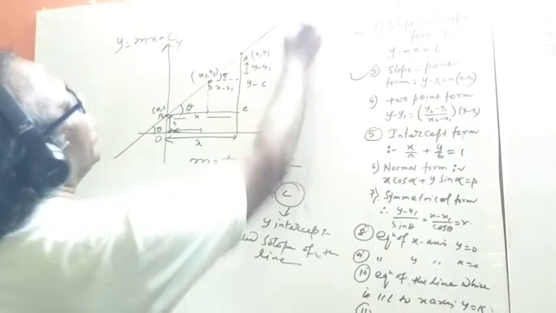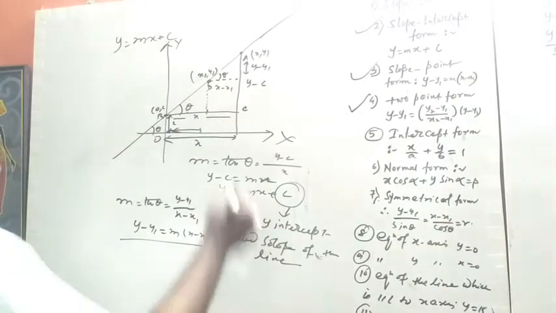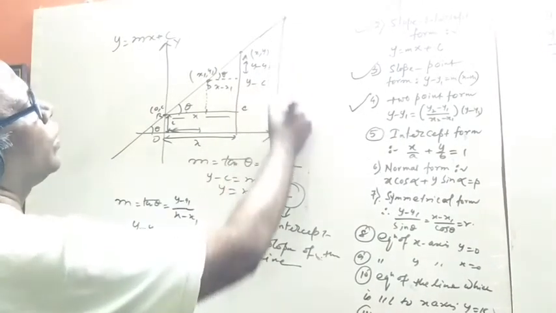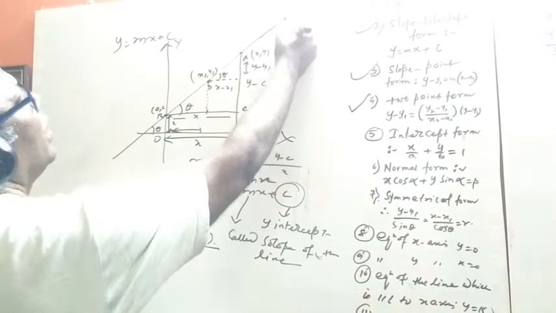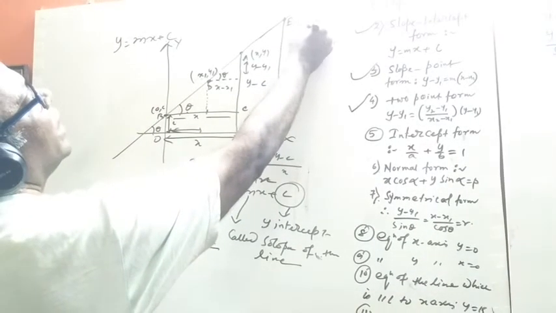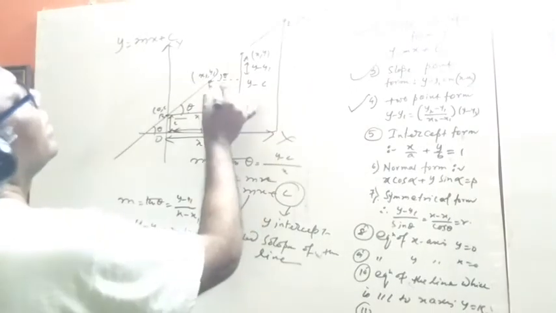And another point, number 4, 2-point form. So let us assume the DE. This is the E point. That is x2 comma y2. Same as from here.